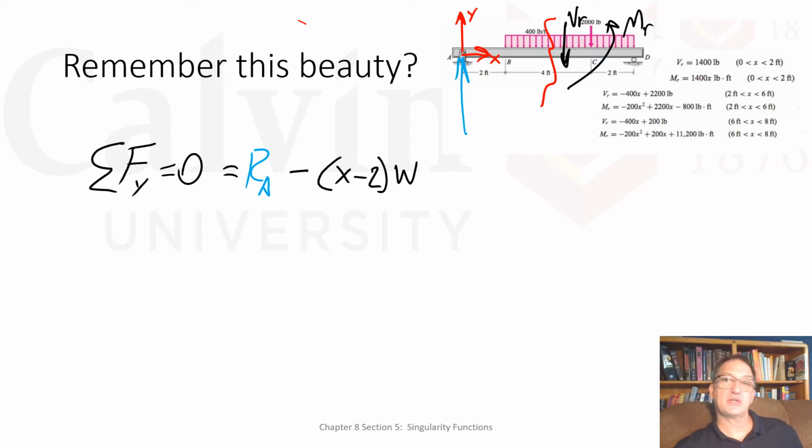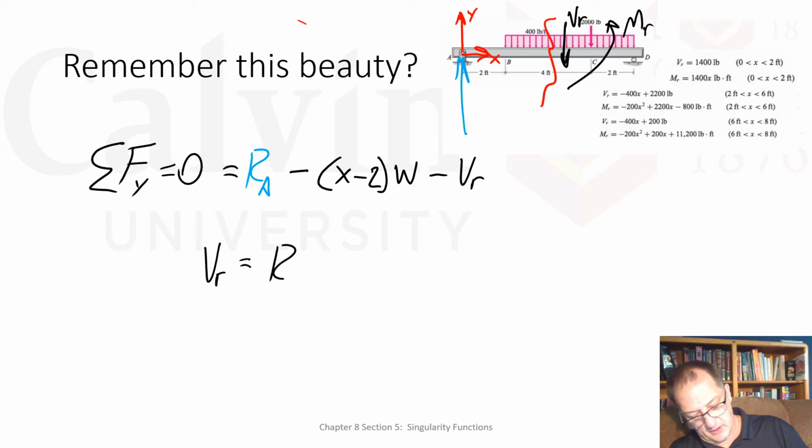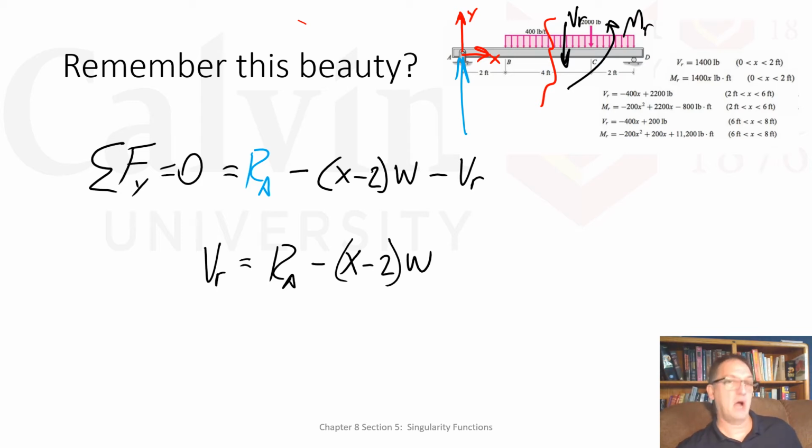Now, we know that term. We've done that in the past. But this is this additional term, and then I'm going to subtract VR. If I reorganize that, I'm going to get VR is equal to RA minus x minus 2 times w, and I'm going to leave it like that for right now. Now I'll rewrite it.